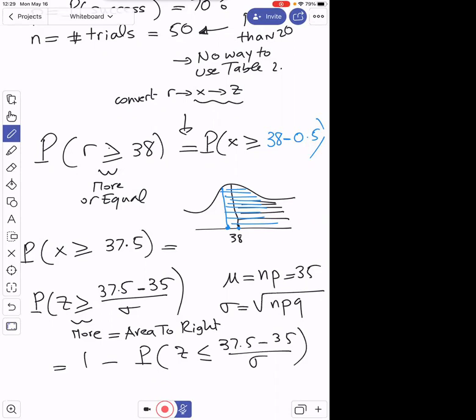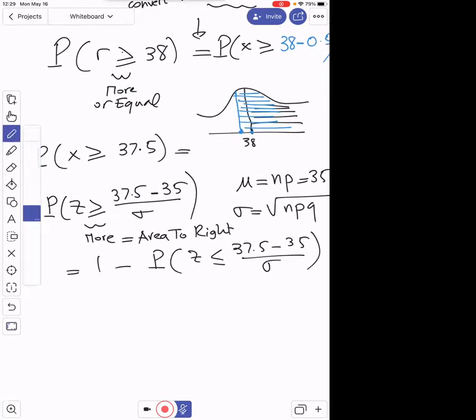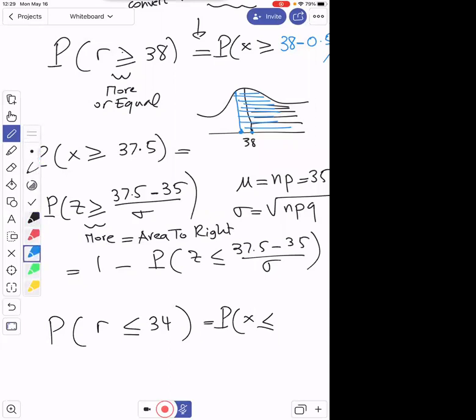So like the next question said 34 or less, hate mathematics. So here it's R. We would have R less or equal to 34. So again, the idea is the same. The only difference is that here, because R is less or equal, when you convert to X, a continuous variable, X would be 34 plus 0.5.